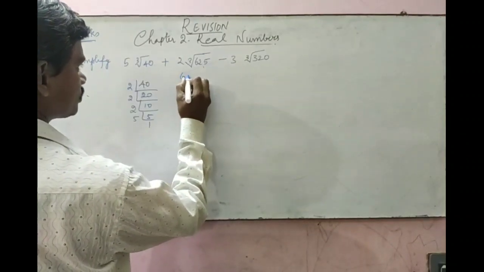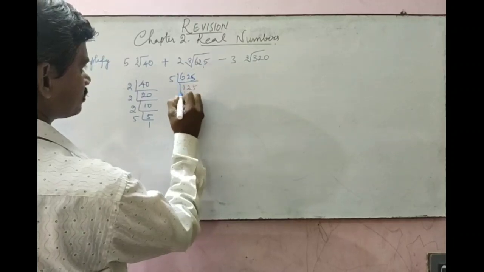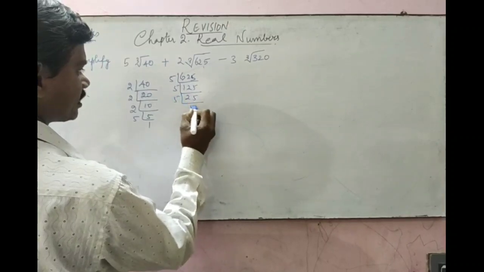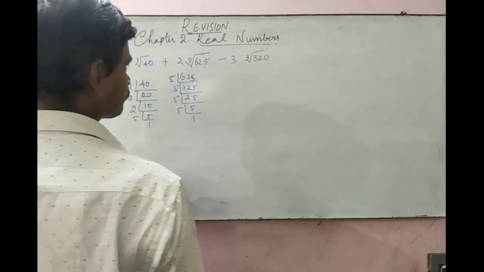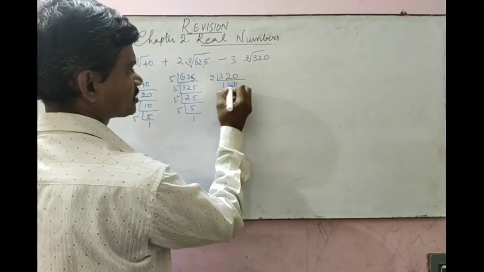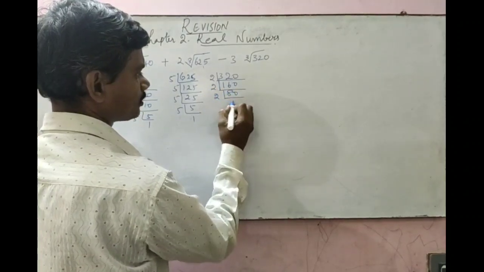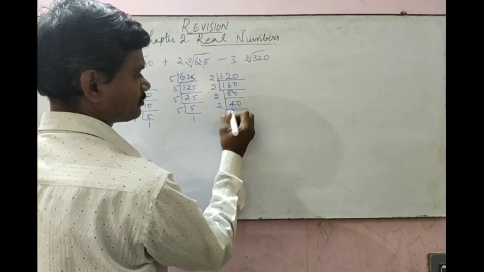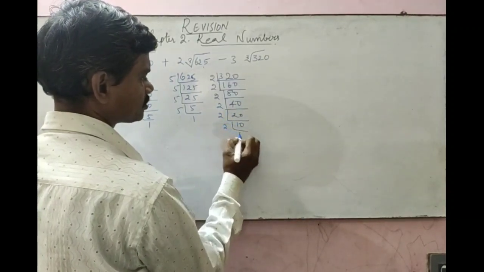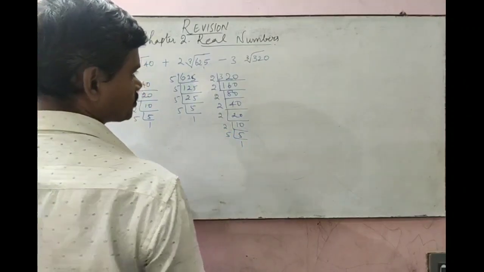Then 625. If I divide this 625 with 5 I will get 125. If I again divide with 5 I will get 25. 5 again I will get 5. 5 into 1 gives 5. Like that 320. When I divide this with 2 I will get 160. If I divide this with 2 I will get 80. With 2 again I will get 40. Again with 2 I will get 20. If I divide this 20 I will get 10. If I divide this 10 with 2 I will get 5. Again 5 divided by 5 gives 1.